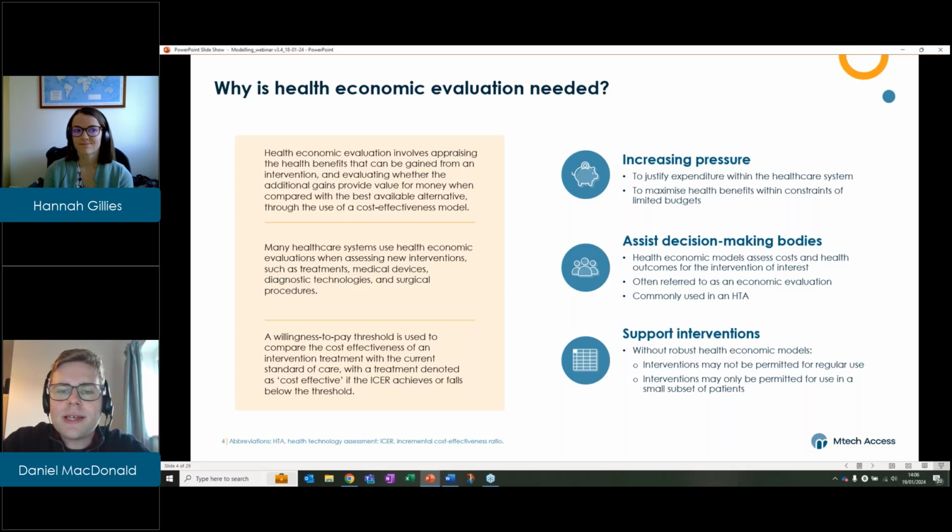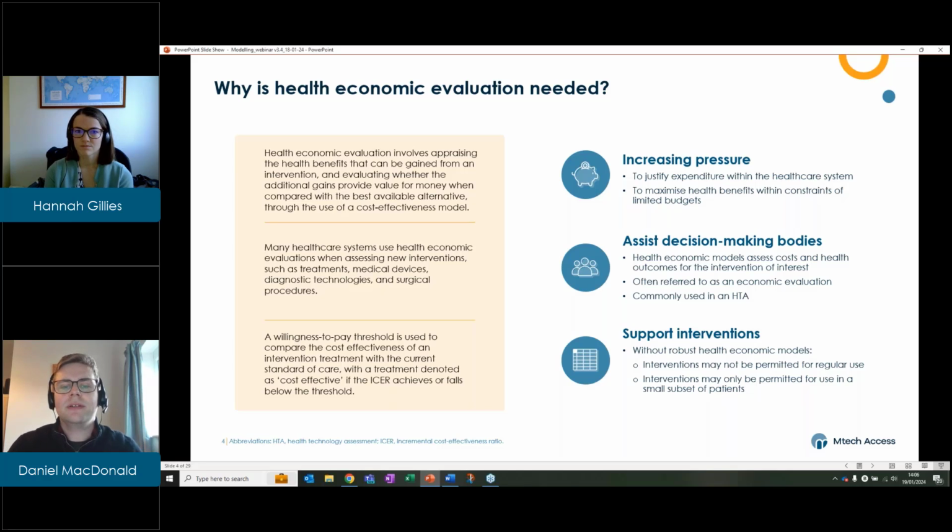If we look at the right-hand side of the slide, there are three key areas where health economic evaluation is specifically needed. So as mentioned, there's increased pressure on budgets, so justification of expenditure within the healthcare system is very important. It allows you to assist decision-making bodies, so it provides a quantitative framework for evaluating technologies.